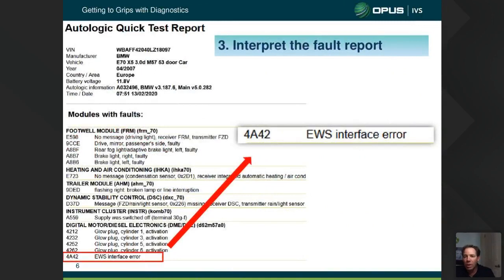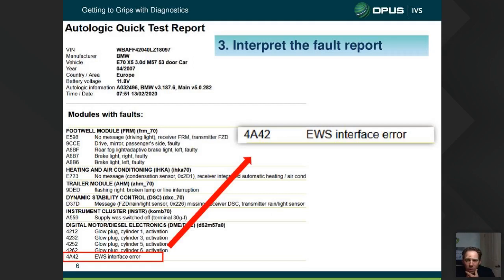Okay, so here's our quick test. We're going to have a bit of a look at it. There's our details. Battery voltage wasn't the best at this time, 11.8 volts. Footwell module, we've got some brake lights out, brake lights faulty, mirror. None of those faults are going to stop it from starting. Air conditioning, nothing much going on there. Trailer module, flashing right broken lamp, that's not going to stop it starting.